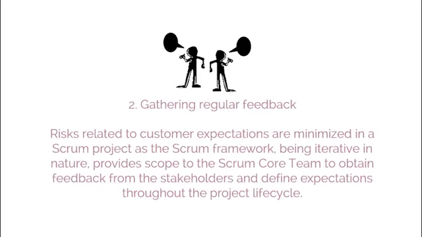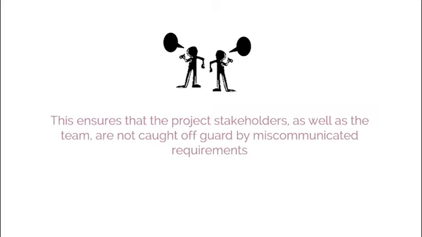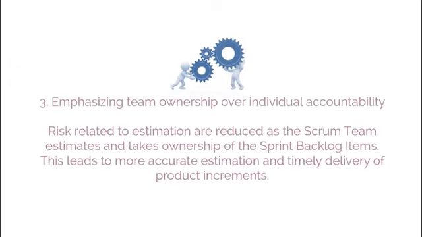2. Gathering regular feedback. Risks related to customer expectations are minimized in a Scrum project as the Scrum framework, being iterative in nature, provides scope to the Scrum core team to obtain feedback from the stakeholders and define expectations throughout the project lifecycle. This ensures that the project stakeholders, as well as the team, are not caught off guard by miscommunicated requirements. 3. Emphasizing team ownership over individual accountability.